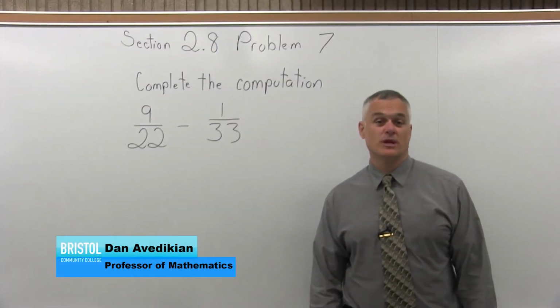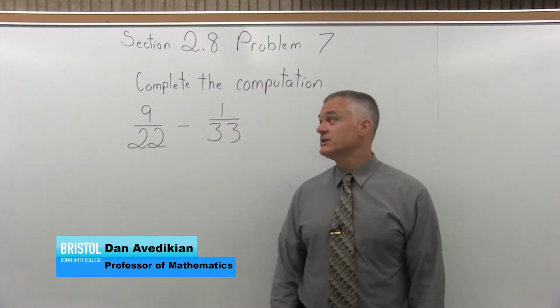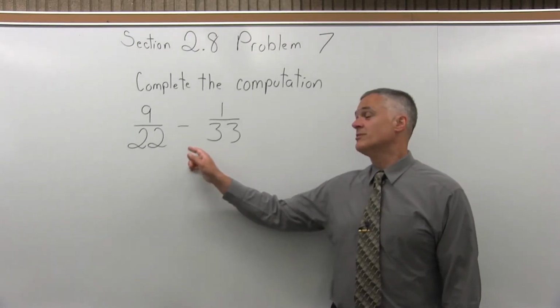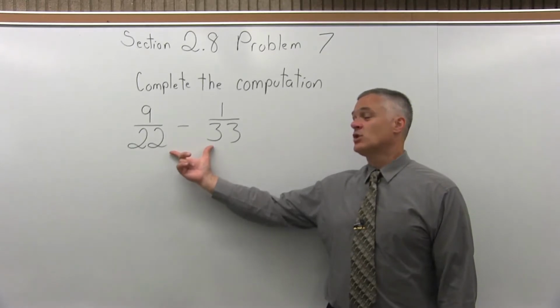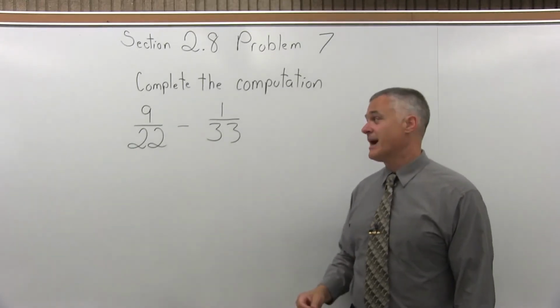This is Section 2.8, Problem number 7. It says complete the computation. We have 9 over 22 minus 1 over 33. So we have denominators that are different. We have to make them match.